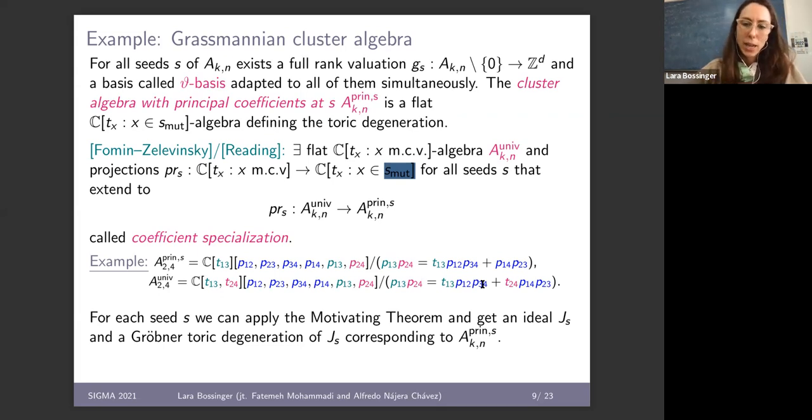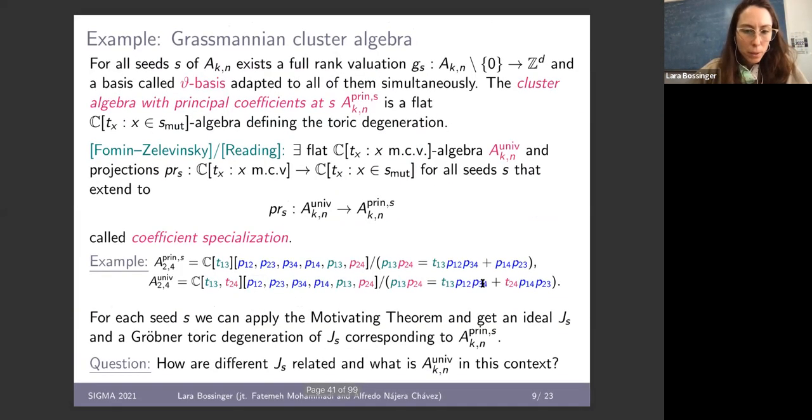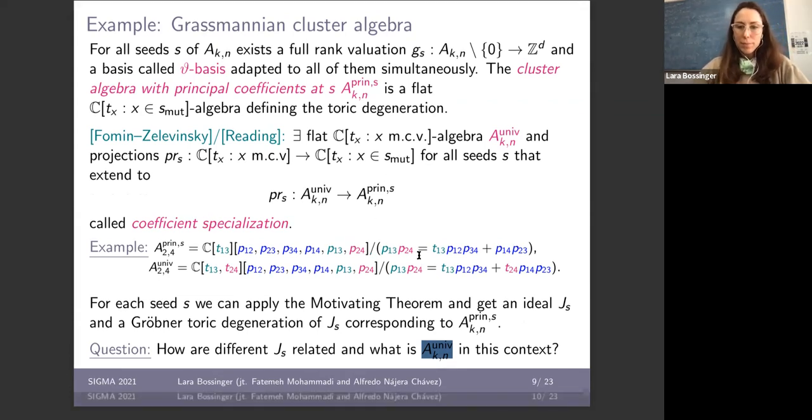Okay. So exactly, coming back to my original question, my original motivation, I will now make it a bit more precise. I want to understand these different ideals J that I get out of these different ways to present the algebra that is adapted to the valuation. And I want to know how all of these are related, and how this very nice algebra with universal coefficients can be understood from the point of view of Gröbner theory, because it very nicely captures the information of all these toric degenerations at the same time.